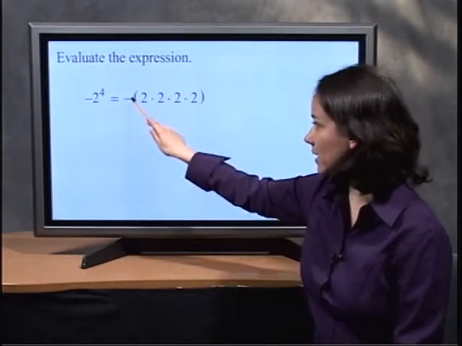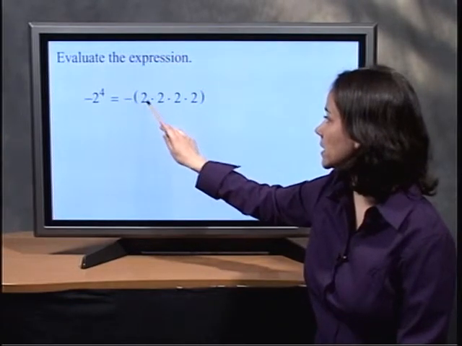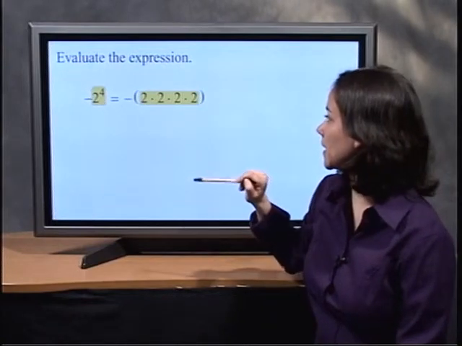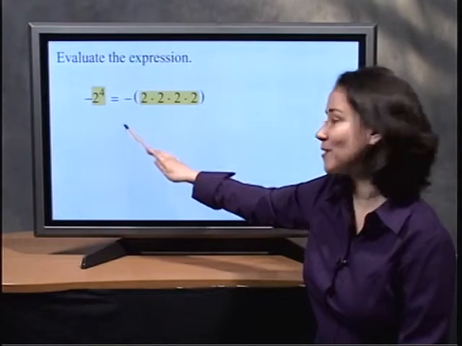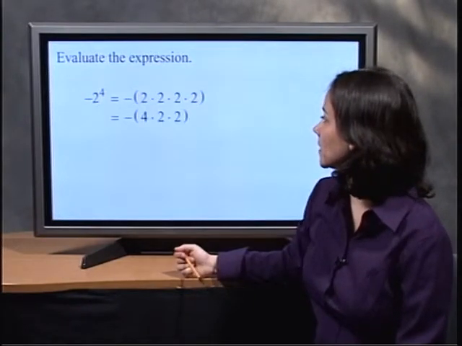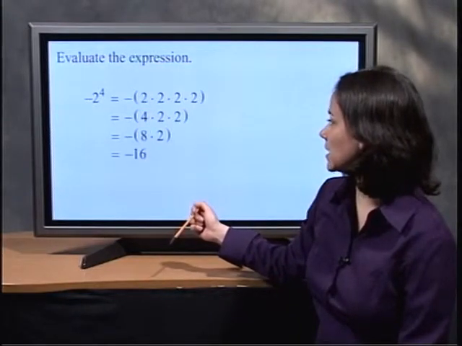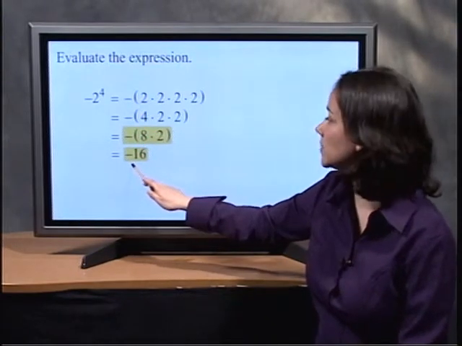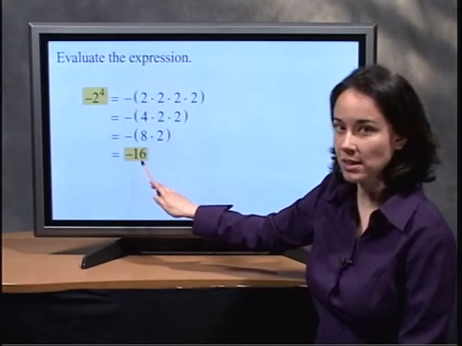So we've got a negative, not raised to the 4th, just one negative, times the quantity 2 to the 4th, so 2 multiplied by itself 4 times. And the parentheses have been put here just to further emphasize the fact that the negative is separate from the power, the 2 to the 4th. So 2 times 2 is 4, and 4 times 2 is 8, and finally 8 times 2 is 16, but the negative has stayed with us the entire time, so negative 2 to the 4th is actually negative 16.